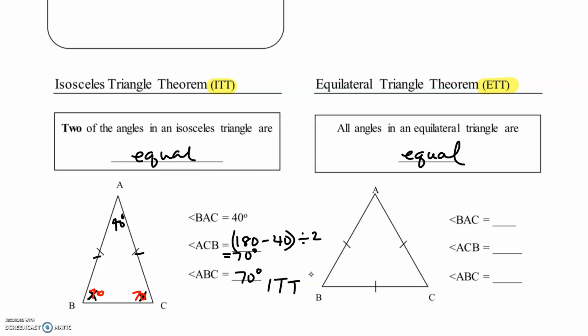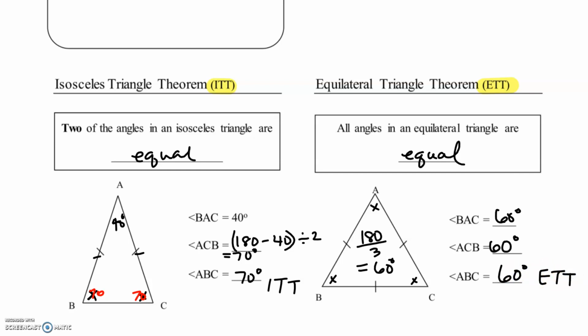All right, let's take a look at the next one. It's equilateral triangle theorem. So we know all 3 angles are the exact same. So this angle, this angle, and this angle are all the same measure. We know all 3 angles add to 180. So if they're all equal, we just have to do 180 divided by 3. So all 3 angles have to be 60 degrees. Okay, and that is by ETT.